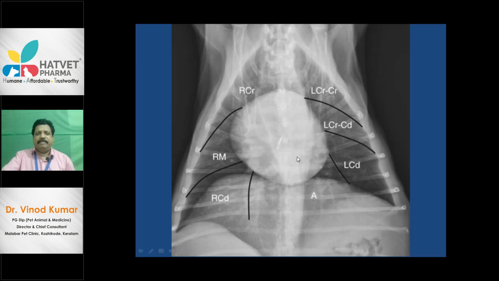Here also, this is a VD radiograph. You can see the right cranial lobe, the right middle lobe, the right caudal lobe, the accessory lobe which is going towards the left side, the left caudal lobe, the cranial portion of the left cranial lobe, and the caudal portion of the left cranial lobe. All these can be appreciated here.